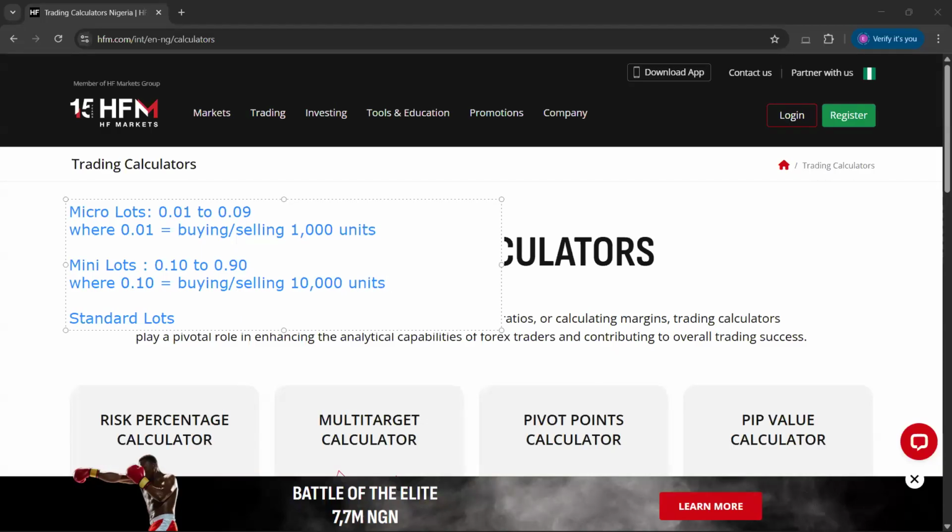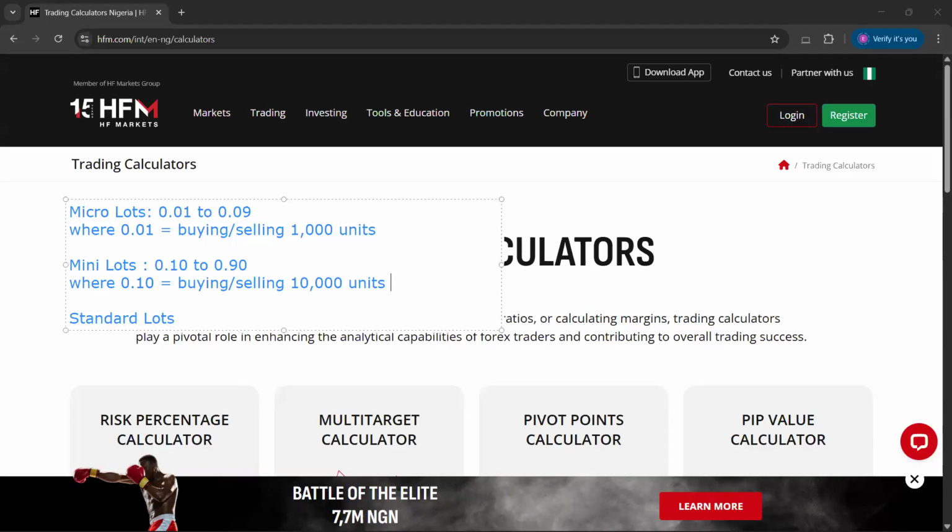Now, what this means is if you're trading 0.10 in this particular market, it is 10,000 units of the asset in question. If you're trading 0.20, it is 20,000 units of the asset in question. If you're trading 0.30, it is 30,000 units of the asset in question. If you're trading 0.40, it is 40,000 units. If you're trading 0.60, it is 60,000 units.